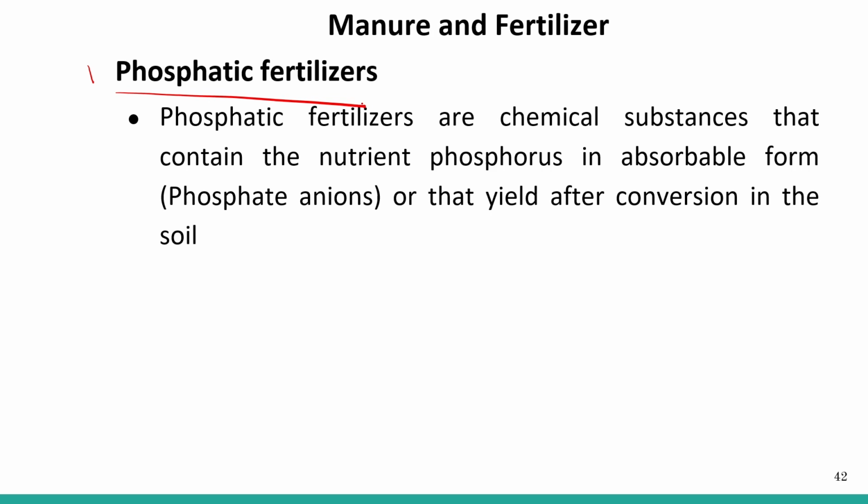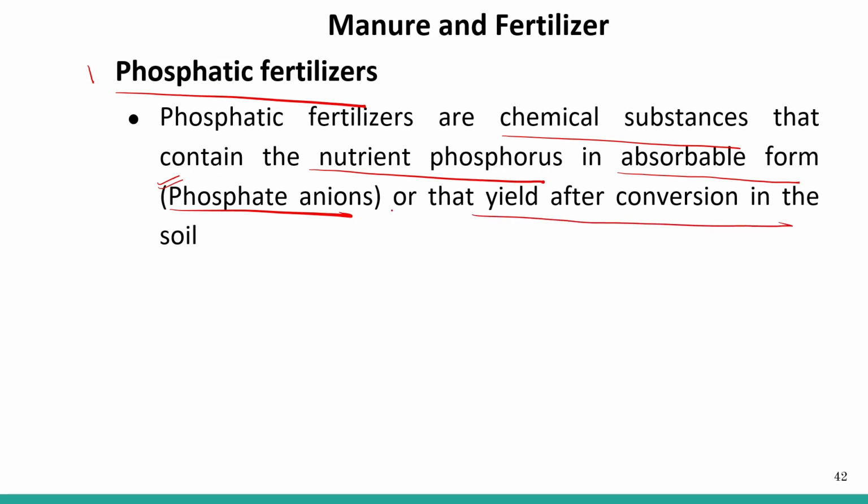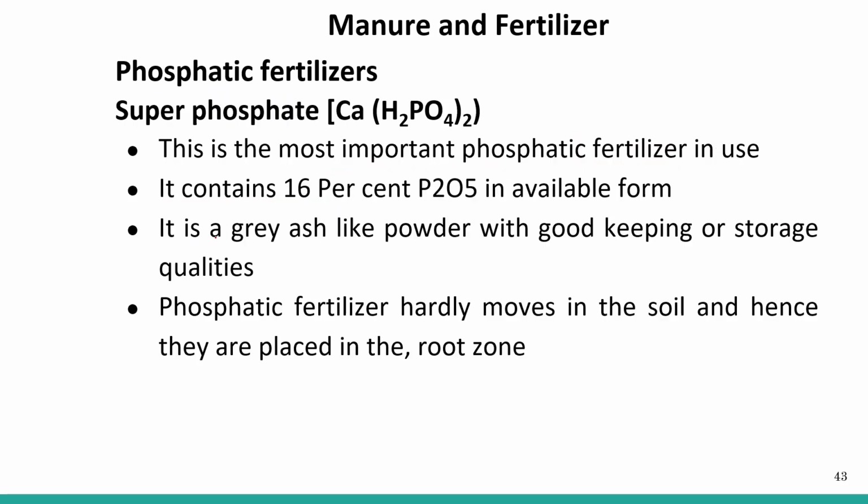Phosphatic fertilizer. Phosphatic fertilizers are the chemical substances that contain the nutrient phosphorus in absorbable form, that is the phosphate ion. This phosphate ion can easily be absorbed by the crop plants after conversion in the soil. So we have different forms of phosphatic fertilizer.